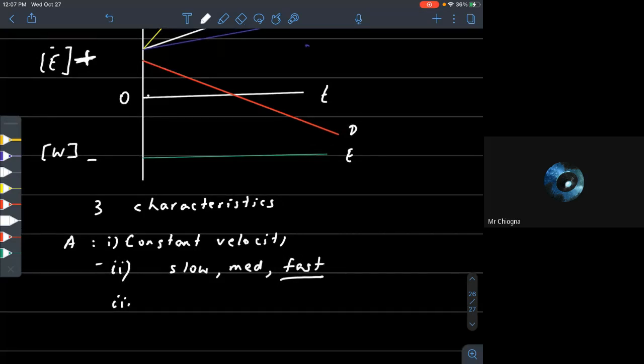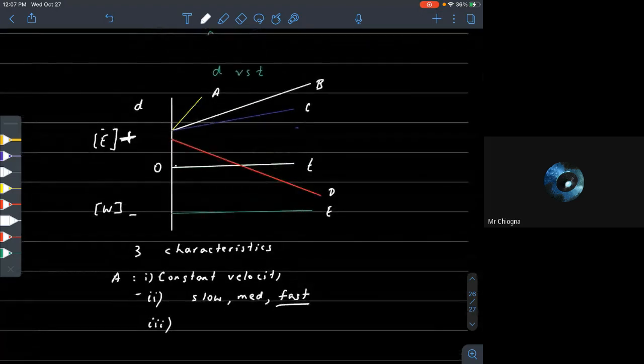Third characteristic: are they moving towards the east or are they moving towards the west? Is it a positive slope? If it's a positive slope, they're moving towards the east. So for A, is it moving towards the east or west? East. It's positive, so it's moving towards the east. Include both. If you gave either one on a test, that's fine, but to get used to it when you're doing your homework, include both.